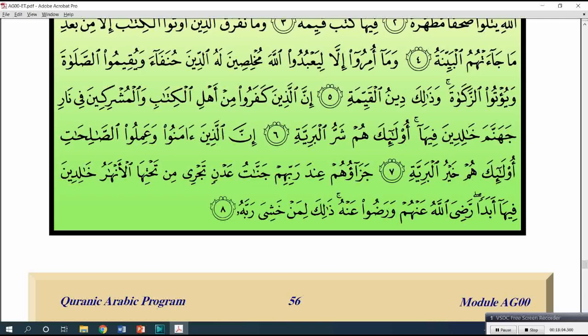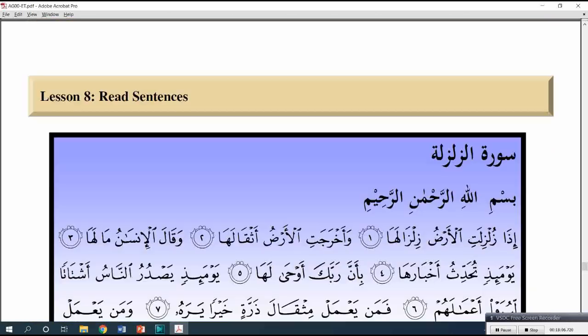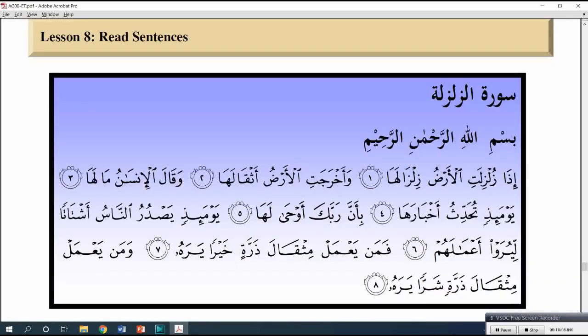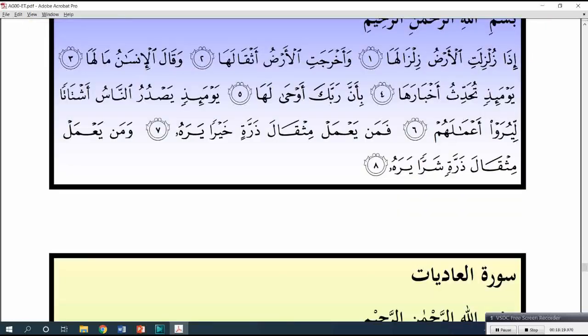Surah Zalzala will be like this. Bismillah ar-Rahman ar-Rahim. Idha zulzilatil ardu zilzalaha wa akhrajatil ardu athqalaha. Surah Al-Adiyat. Bismillah ar-Rahman ar-Rahim.